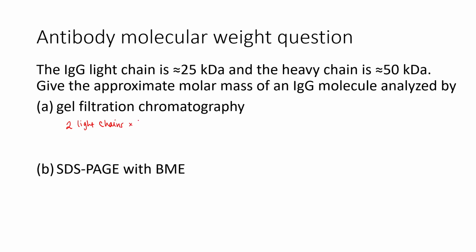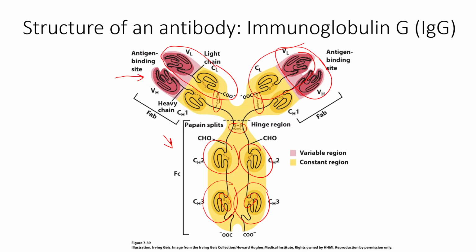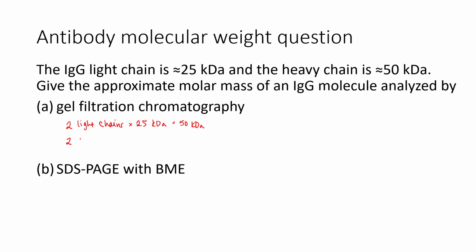And each one of those is 25 kilodaltons. So that would give us 50 kilodaltons of light chains. We also have two heavy chains in each antibody. Each one of those is about 50 kilodaltons, which would give us 100. And of course, those are attached together. And so we would see a protein coming out of our gel filtration column that looks like it's about 150 kilodaltons in size, by adding together that 50 and that 100.